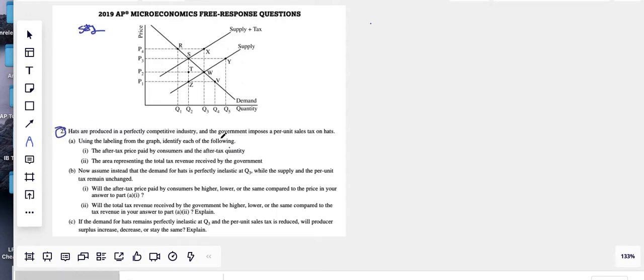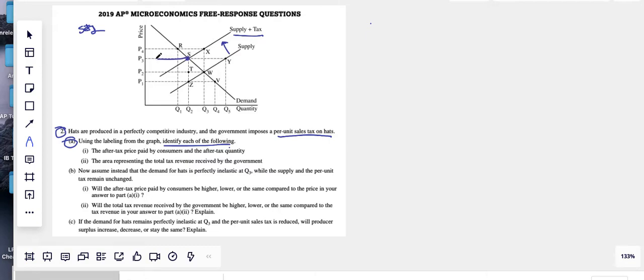Hats are produced in a perfectly competitive industry, and the government imposes a per unit sales tax on hats. Using the labeling from the graph, identify each of the following. Now, these are done almost the same way every time. This one's a little bit different, but some of the same characteristics. We know when a tax is imposed, supply shifts to the left, S plus tax.